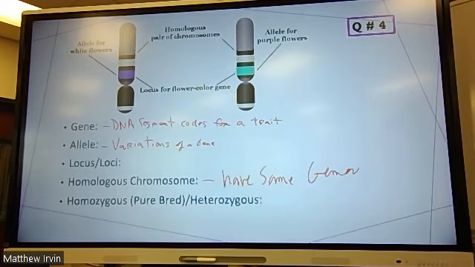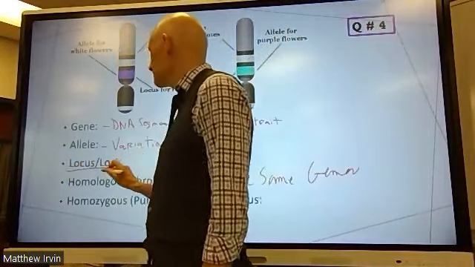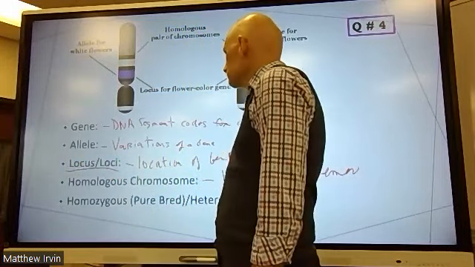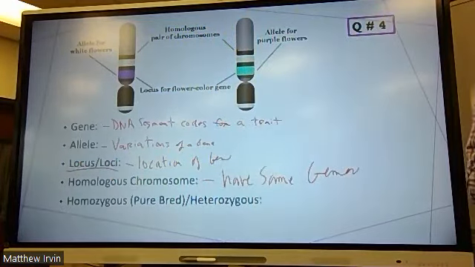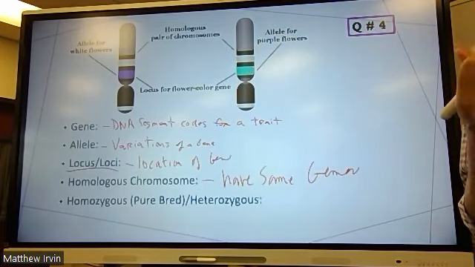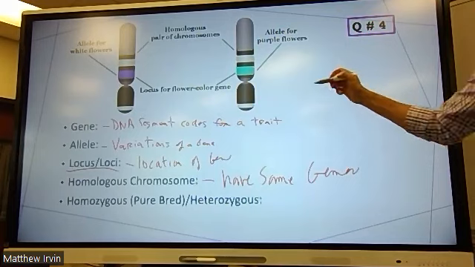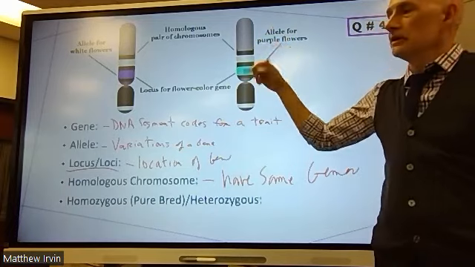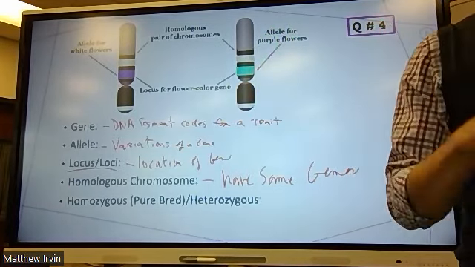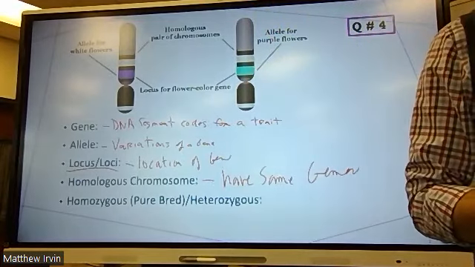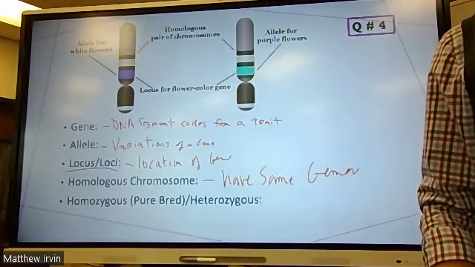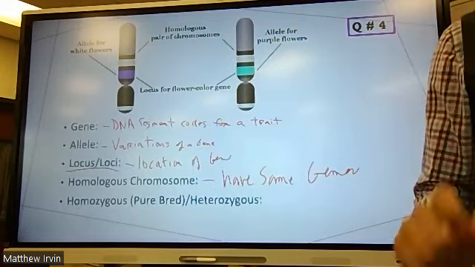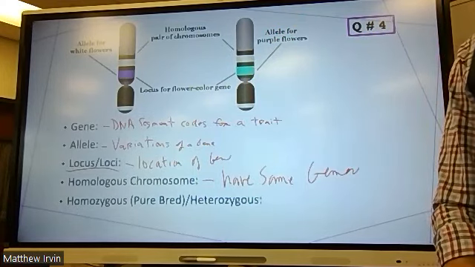All right, and then the locus, loci, so you'll see this sometimes. This just means the location of the gene. So if you see that on the AP test, and they're talking about a gene locus, the loci of the gene is just its location. This gene has a location, this gene, and they all have a specific spot. And there's a whole nomenclature in the scientific world about how to identify a gene's position based on which chromosome, which arm of the chromosome, and then where it's located on that arm.